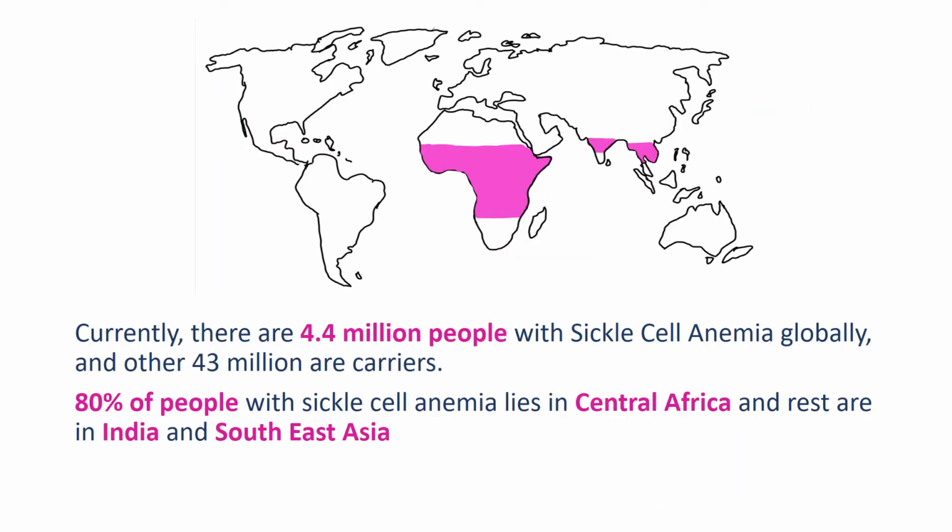Geographically speaking, there are around 4.4 million people with sickle cell anemia globally, and around 43 million are carriers. 80% of people with sickle cell anemia live in Central Africa and the rest are in India and Southeast Asia.